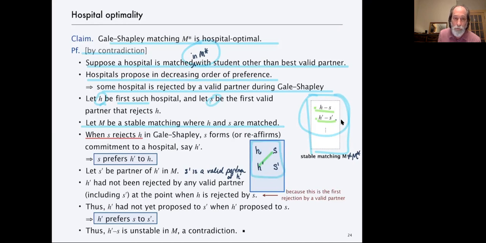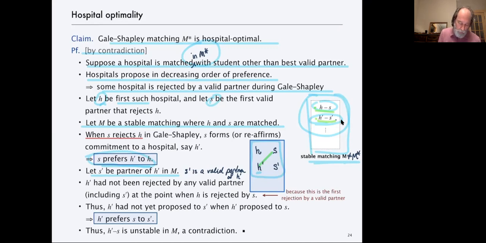So what do we know? Well, we know that S prefers H prime to H. That's the first fact. Now let S prime be the partner of H prime in M. So let's go to our stable matching M, where H and S are matched, and take this H prime. H prime is matched there with some other student, S prime. So H prime S prime is a valid partnership.